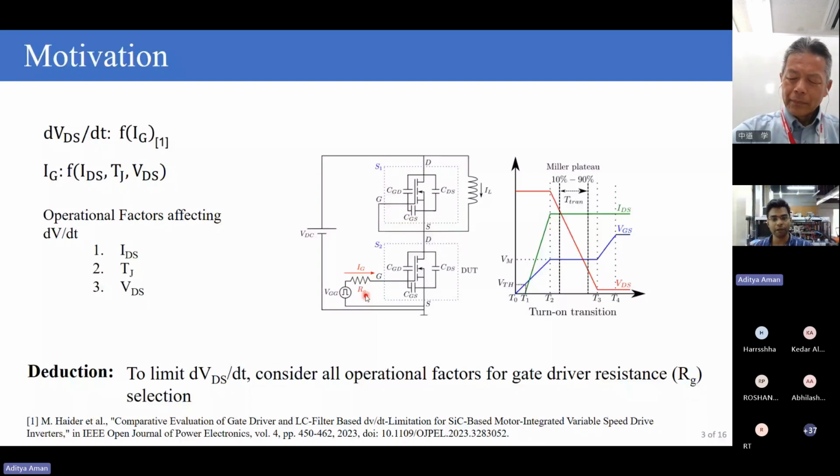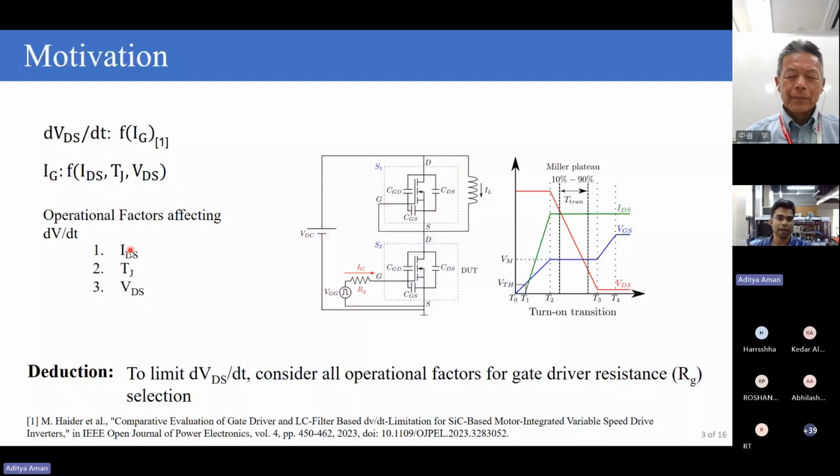Now, we will come to understand that this value of Ig is going to be dependent upon the magnitude of IDS, which is the total channel current of the device, the junction temperature, that is Tj, and the drain-to-source voltage which was applied to the device before it started turning on. So all of these three parameters are dynamic parameters and are subject to change during the operation of the device, right? So if you want to limit dV/dt to a specific desired value, we must understand the impact of all three parameters on dV/dt. So in our presentation today, we will be investigating the impact of all these three parameters on dV/dt.